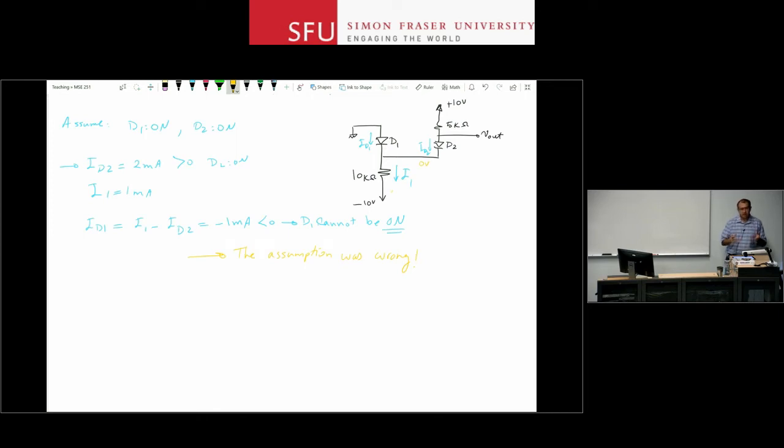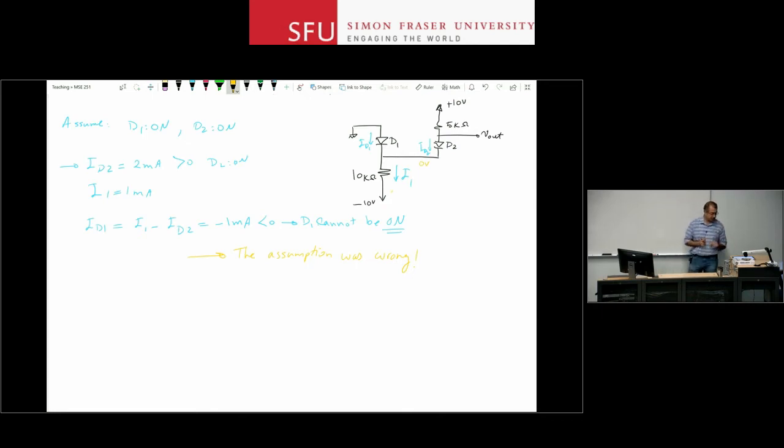And if you're unlucky, as you're guessing the combinations, which one is on, which one is off, you may actually have to make a lot of wrong assumptions. And each time that you make an assumption, remember, you have to solve the circuit, right? So it can take a while for you to reach the correct solution. And therefore, it is very important to make educated guesses. Initial assumptions that you're making should be based on something that you are sensing about the circuit.